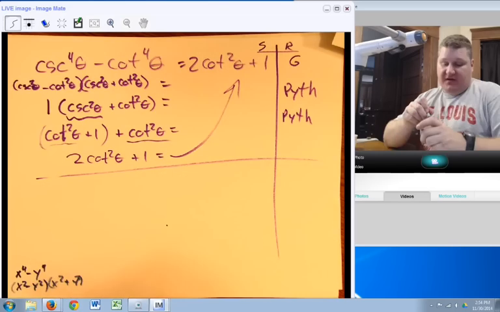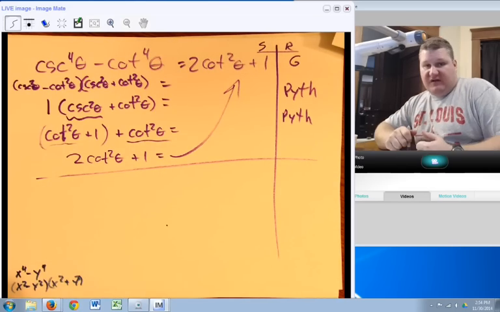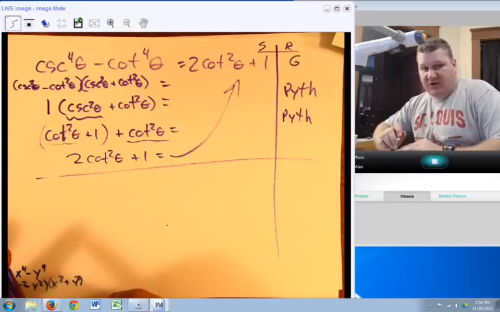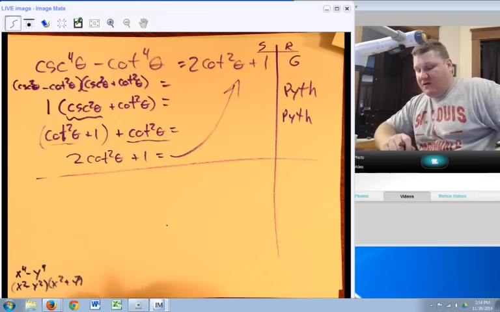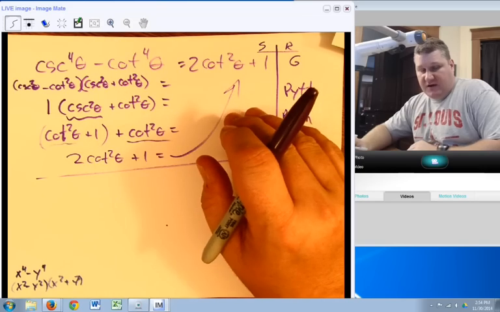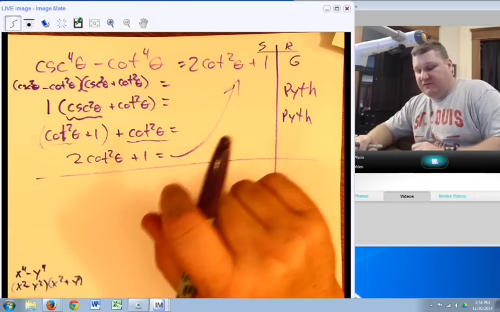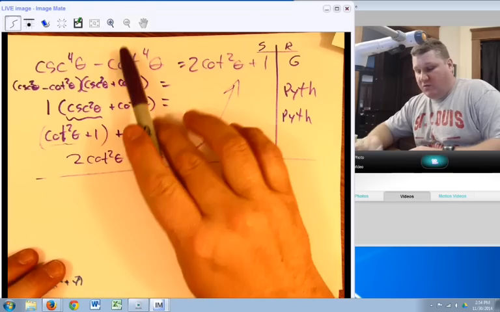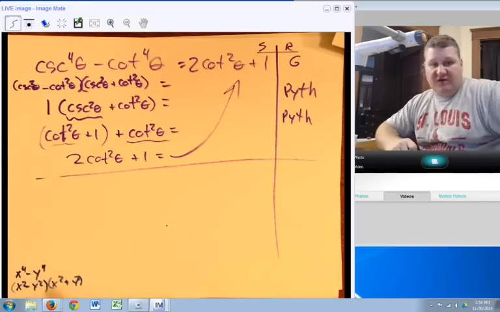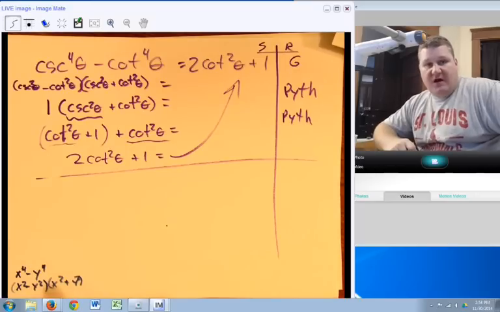Okay, so strategies. Work with the most complicated side first. If possible, go to sines and cosines. Okay, that's your second strategy. What can you never do? You can never cross the equal sign with anything. But your third strategy is you can work both sides down until you find something that matches. All right, I should include an extra example in this. Other than that, you should be ready to try a few problems.